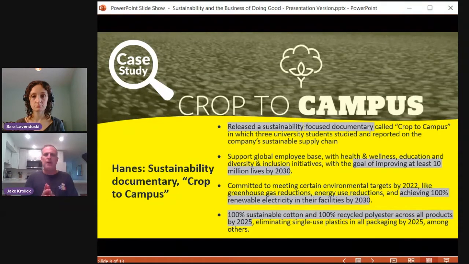They have a goal that they want to improve at least 10 million lives by 2030, which is really fantastic. They're committed to meeting a bunch of environmental targets by 2022. There's greenhouse gas reductions, energy reductions, but they want to achieve 100% renewable electricity in their facilities by 2030. Awesome. And 100% sustainable cotton and 100% recycled polyester across all products by 2025. These are huge numbers and big moves from a big company.